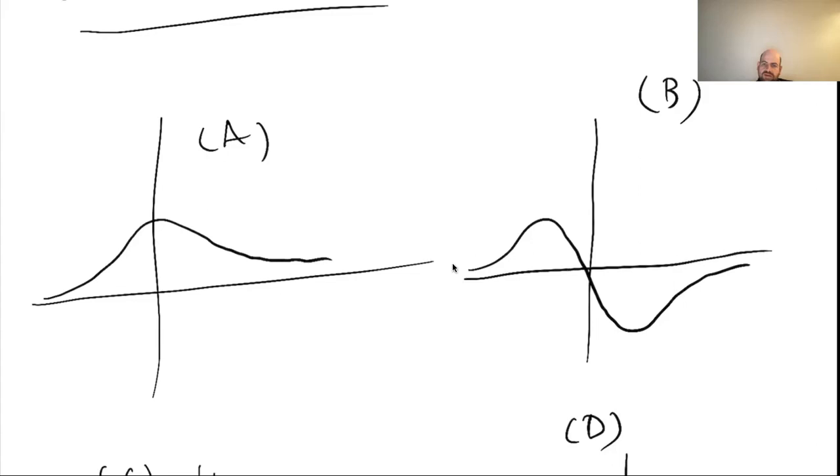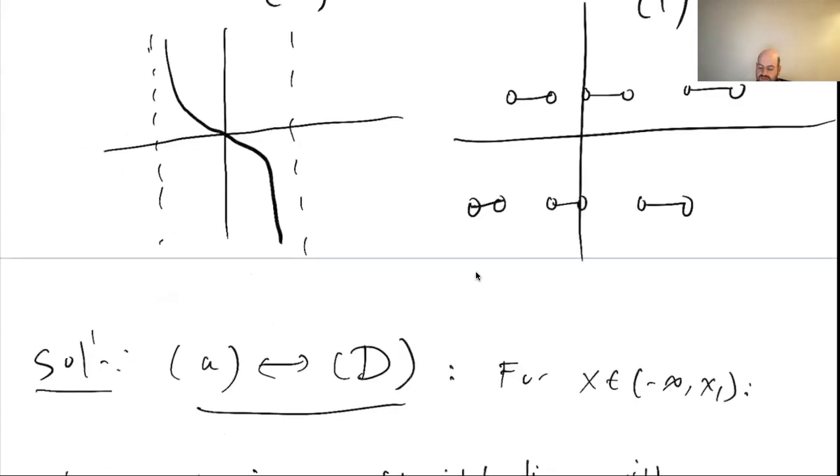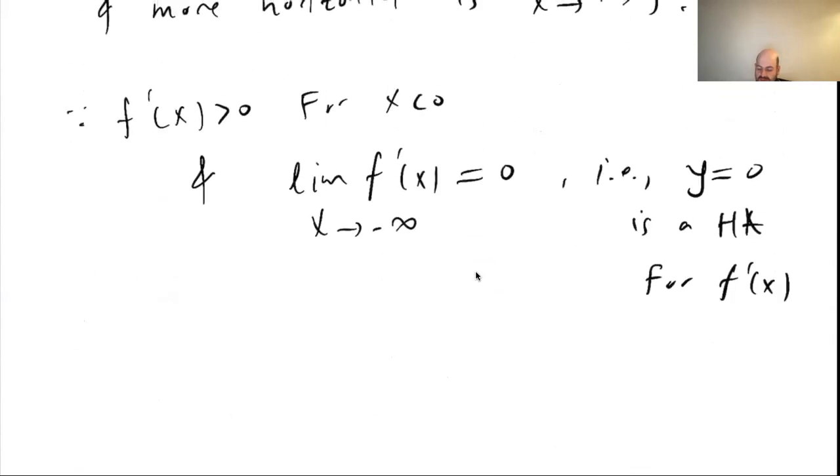Y equals 0, or the x-axis, is a horizontal asymptote for this function given in B. So let me say again, consistent with B. Both consistent with B.